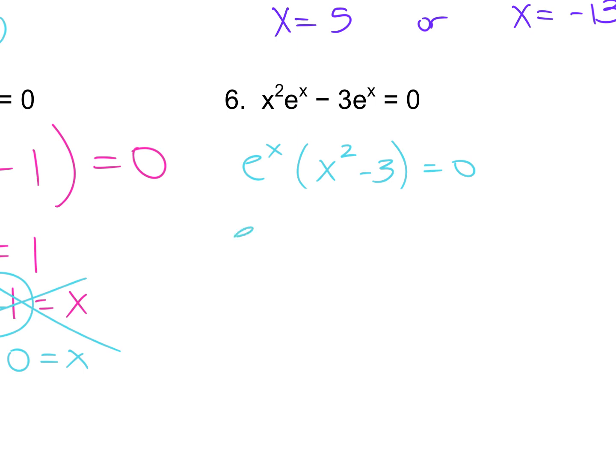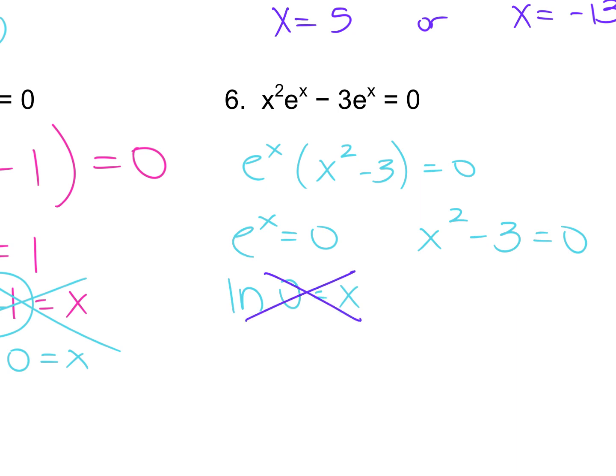What do you do once you pull out these factors? Yep. We say e to the x equals 0. And we say x squared minus 3 equals 0. And we solve both. Now, one of them is solved by switching into log form, right? Because how do I fix the e to the x equals 0? We just switch and we say ln of 0 is equal to x. Are you allowed to take the log of 0? No, you are not. So what do I do with that? Cross it out. How do I solve the other one? Add 3 to both sides and square root. And we don't forget plus or minus.